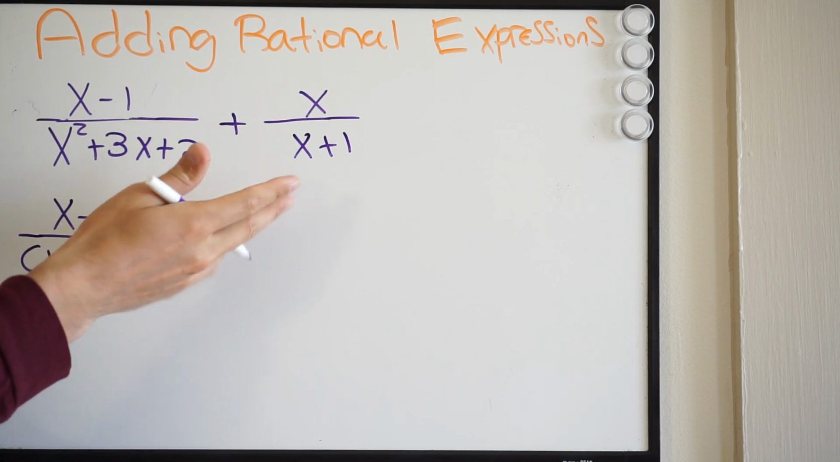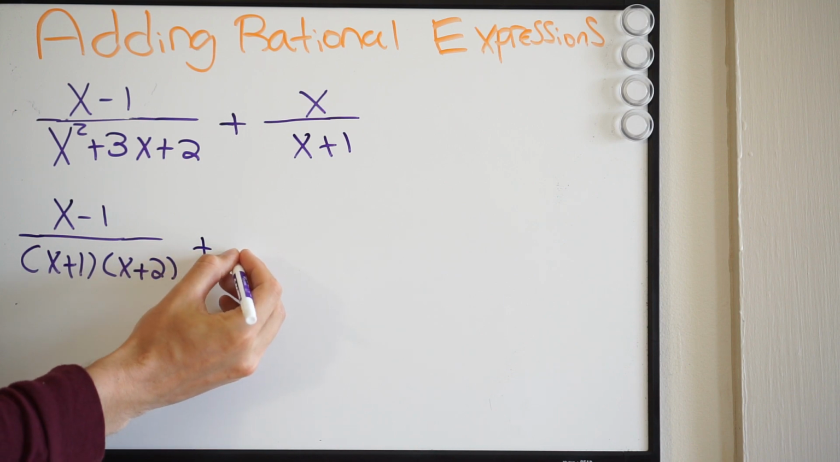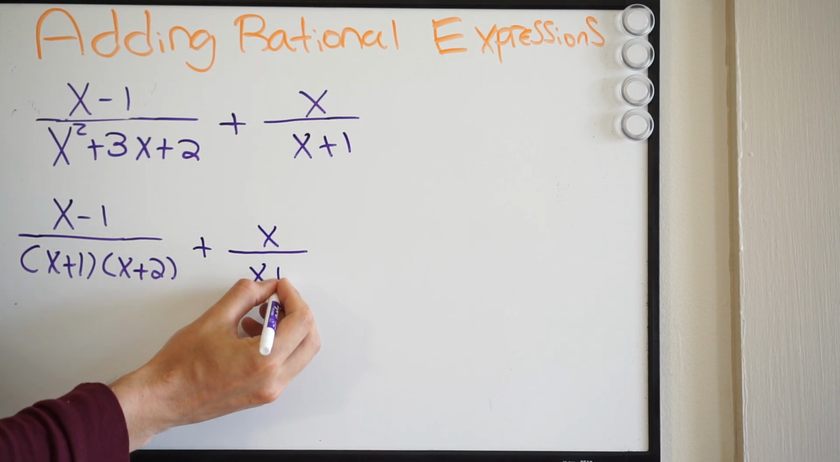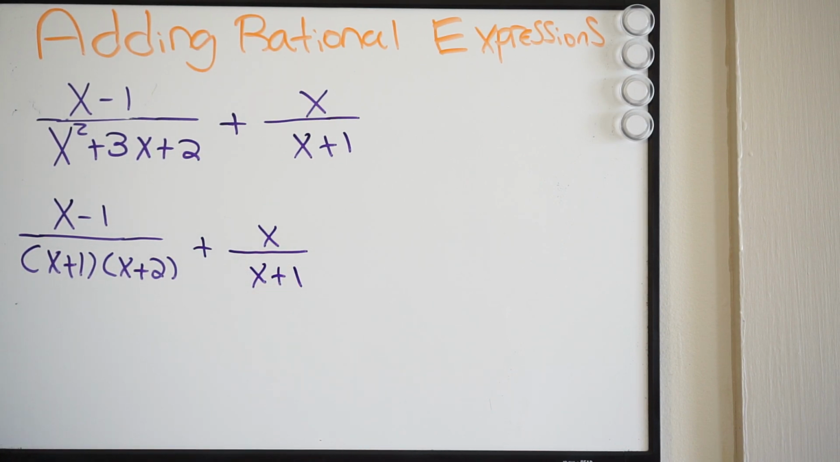Right here we can't do anything, so we're going to rewrite it as plus x over x plus 1. Alright, so looking at my denominators, I have an x plus 1 times an x plus 2, and then I just have an x plus 1. I need these denominators to be the same. So in order to do that, think for a second what you could do to make both of these denominators the same. Take a second, pause the video if you need to, and think about what you could do here to make them the same.